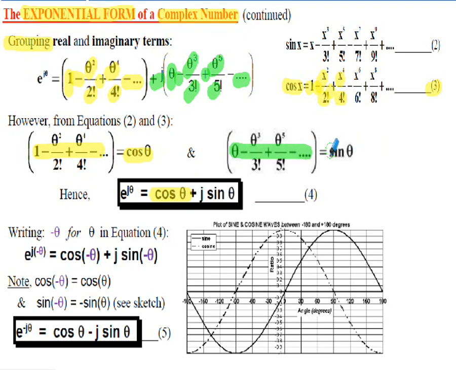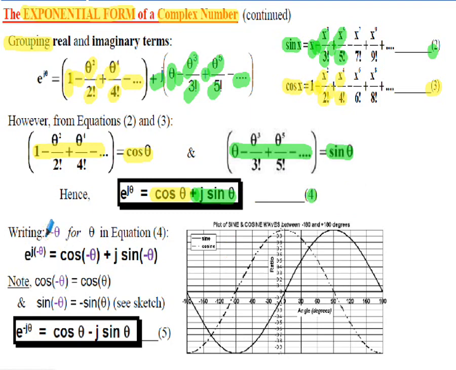If we now consider the imaginary terms in the above e to j theta power series, they look rather similar to the sine theta or sine x series as shown in equation 2 and repeated here for convenience. The sine x series has x minus x to 3 upon factorial 3 plus x to 5 upon factorial 5, etc. And that's the format we see in the e to the j theta series. So we could write on the right hand side of the e to the j theta power series plus j sine of theta. And I've called that equation 4 here.